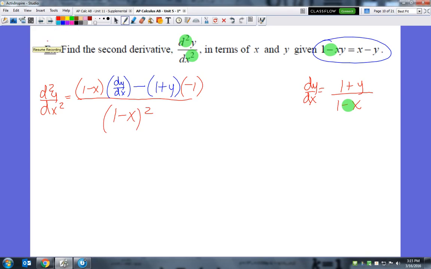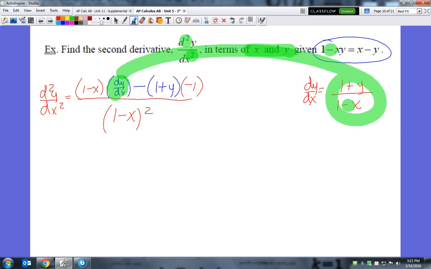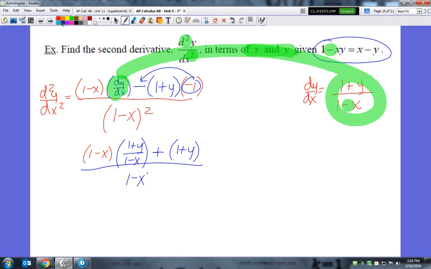Okay? Okay, so from here, let's simplify some stuff. First of all, I can't leave my answer like that because of this dy dx. I'm only writing it in terms of x and y. So I'm going to plug all this back in for dy dx. So we have 1 minus x. Then my plugging in is 1 plus y over 1 minus x minus 1 plus y times a negative 1. So this negative 1, I can go ahead and change this negative 1 right now to distribute so that it's really adding this 1 plus y. Okay? And it's all over 1 minus x squared.